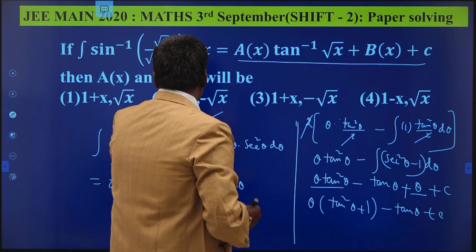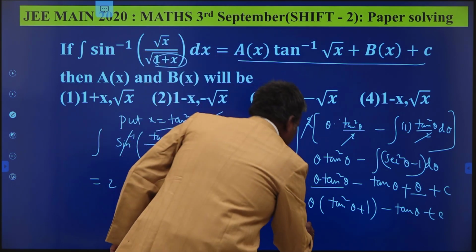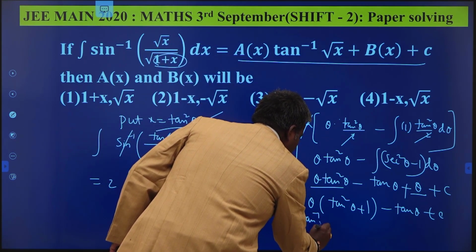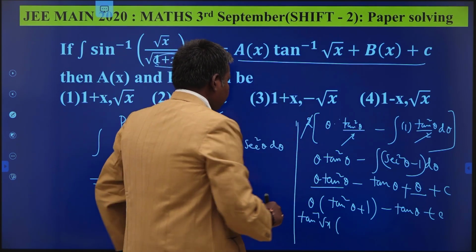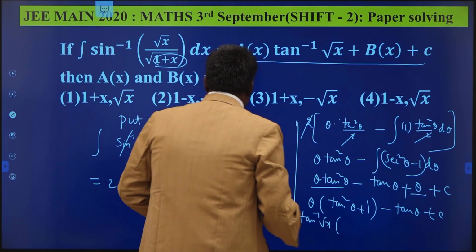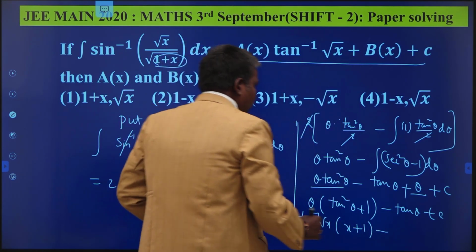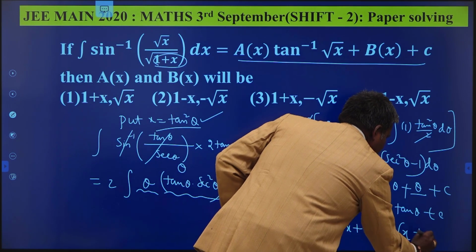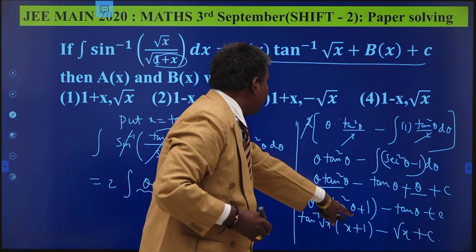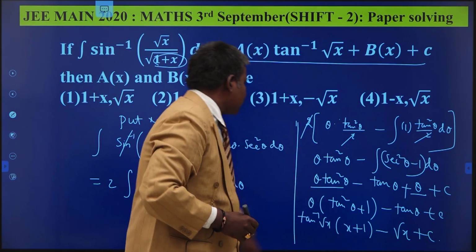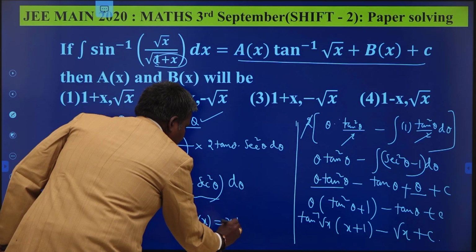See here, what is tan square theta? x. What is theta now? Tan inverse of root x. So tan inverse of root x into, tan square theta is what? x. x plus 1 minus tan theta, which is nothing but root x, plus c. Compare with the given expression. Tan inverse root x into what? A of x, that is x plus 1. So your A of x is equal to x plus 1.